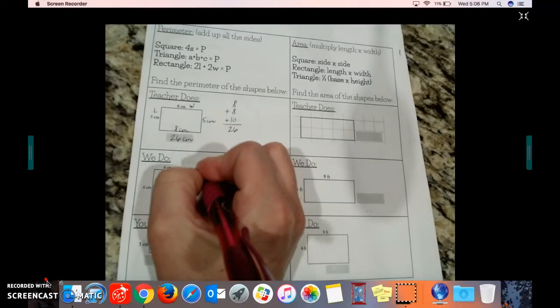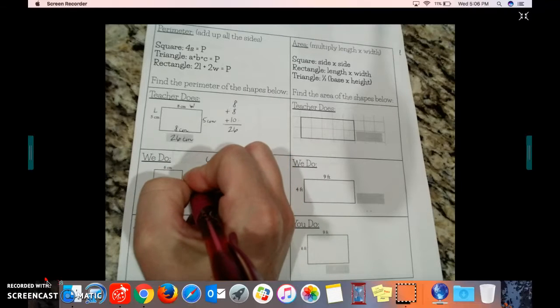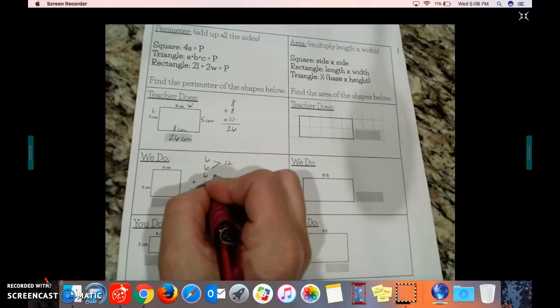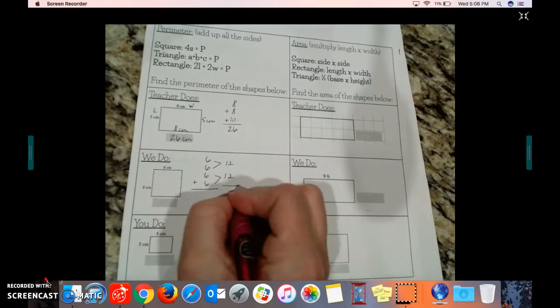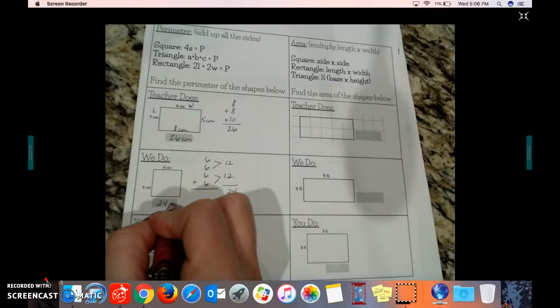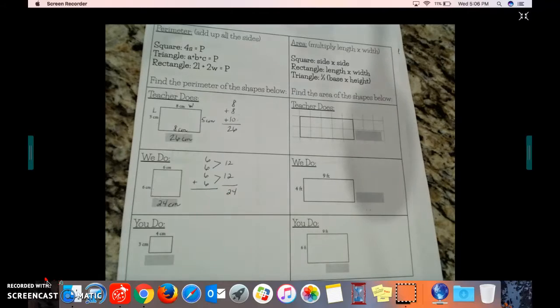So I could do 6 plus 6 plus 6 plus 6. Using my strategies, 6 plus 6 is 12. 6 plus 6 is 12. If I add those up, I get 24. So this perimeter is 24 centimeters.